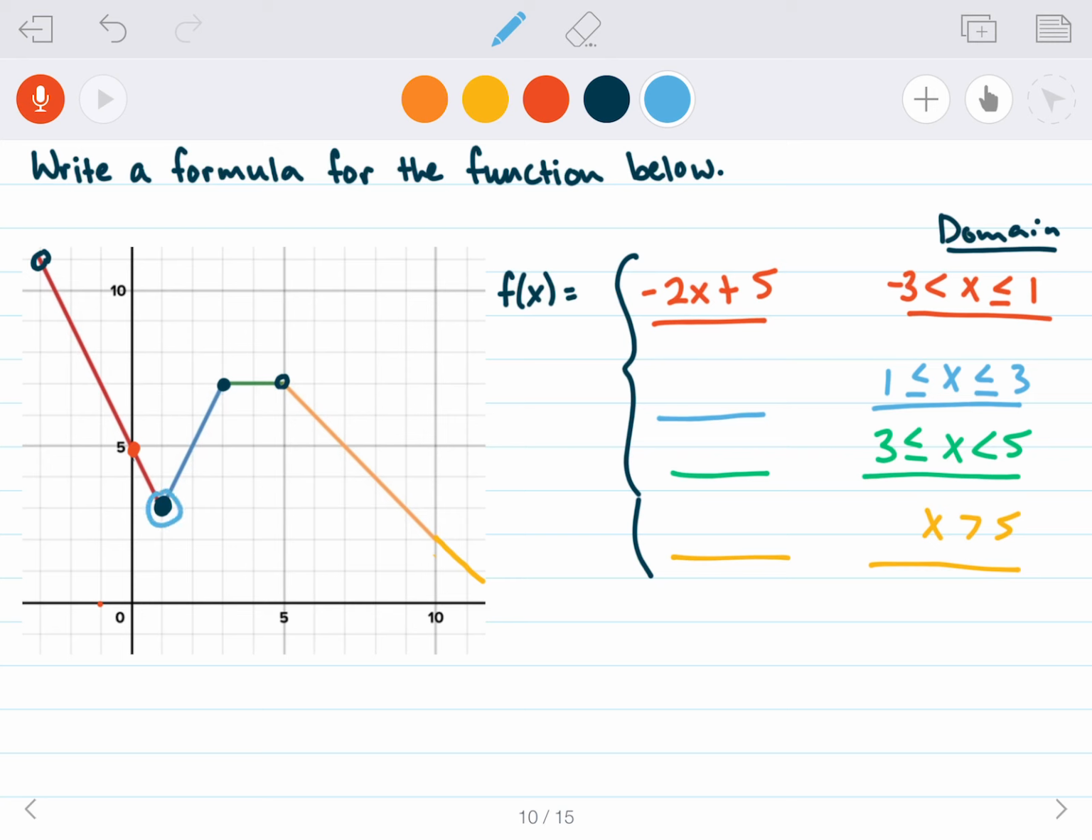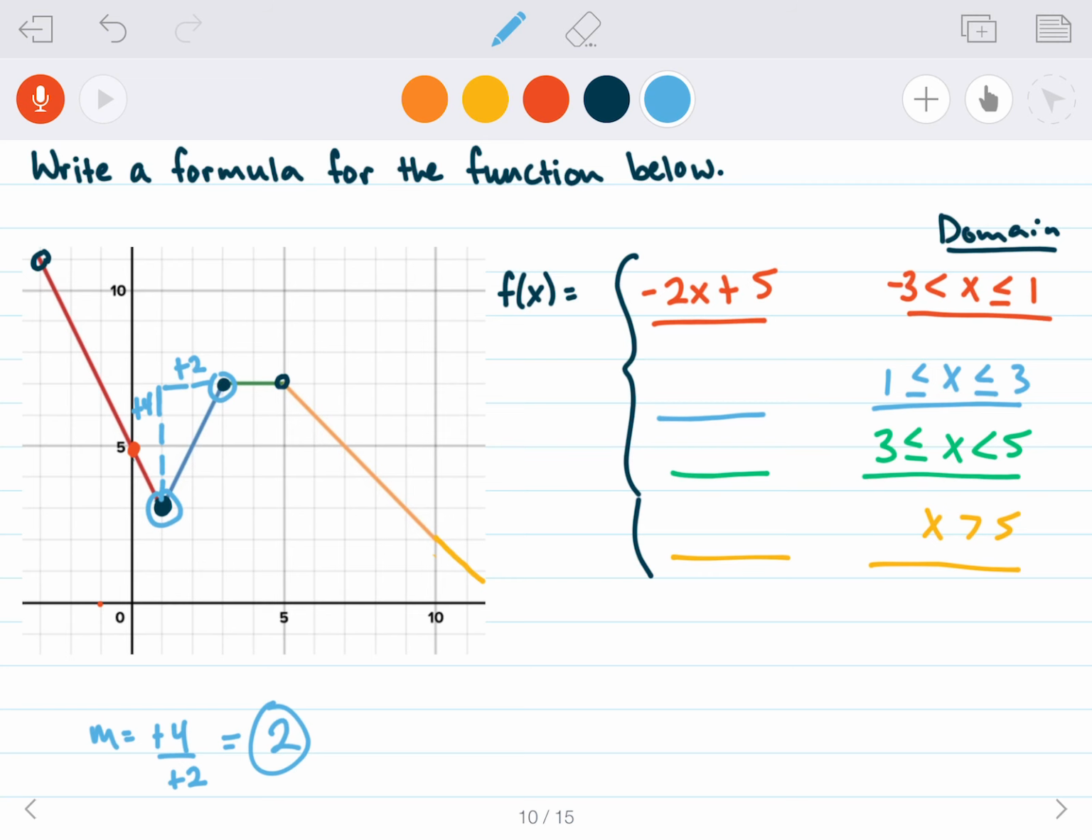So I'm going to pick these 2 points, and to get from the leftmost point to the rightmost point, I have to rise up 1, 2, 3, 4. So I'm rising up positive 4, and I'm running to the right 1, 2. So that's a positive 2. So positive 4 divided by positive 2 is a positive 2. That's my slope.